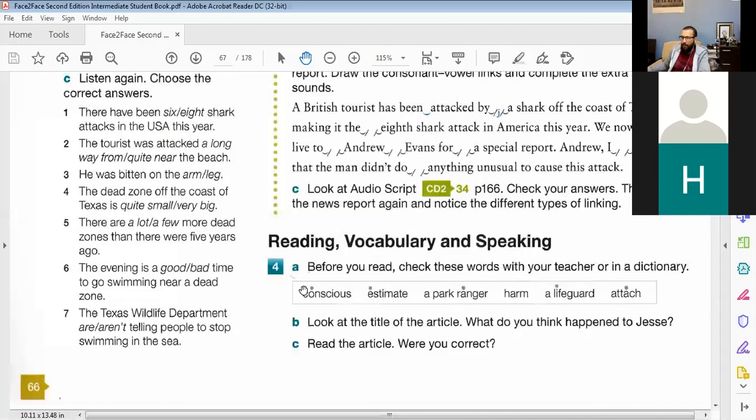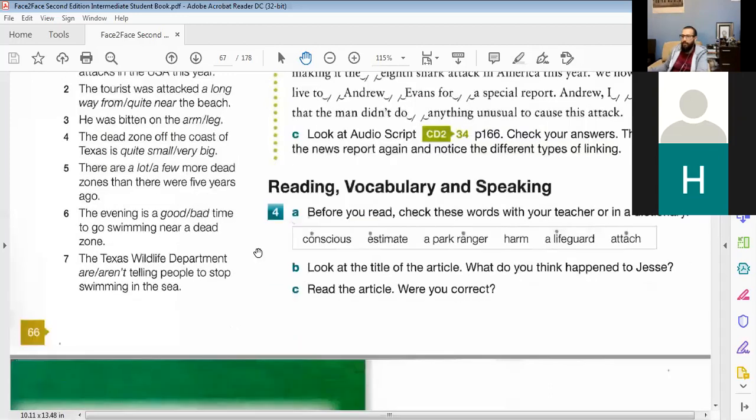Okay, so now we're going to do some reading. It says here, look at the title of the article. What do you think happened to Jesse?